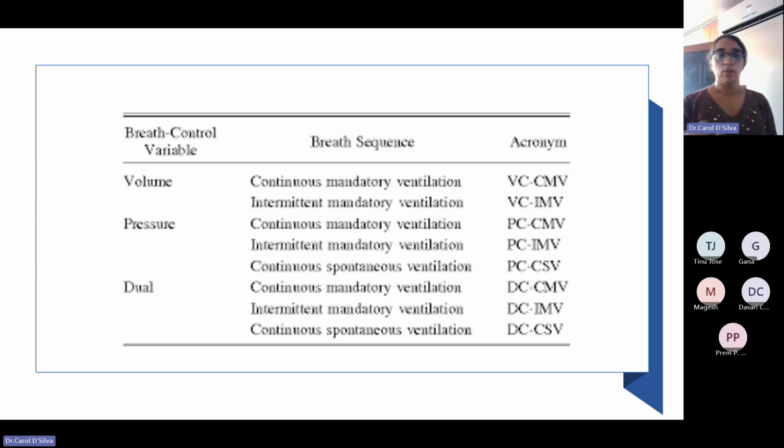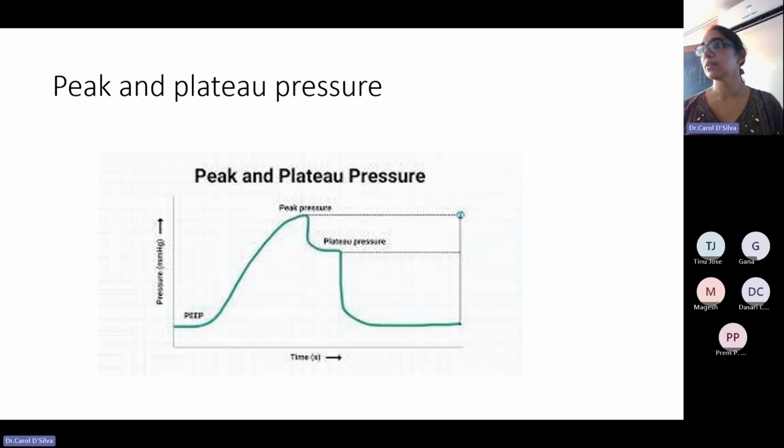So now, I showed you this picture earlier, right? So tell me, is this a pressure control mode or a volume control mode? JRs. Why is it a pressure control mode? SRs, is it a pressure control mode or a volume control mode? Why is it volume controlled? What happened to the waveform?